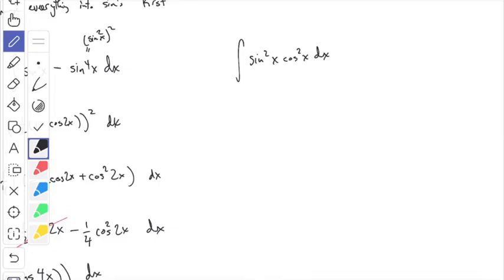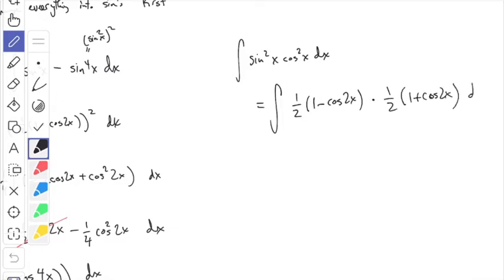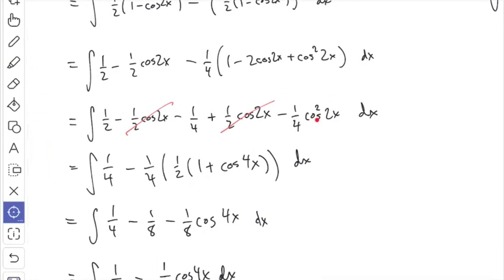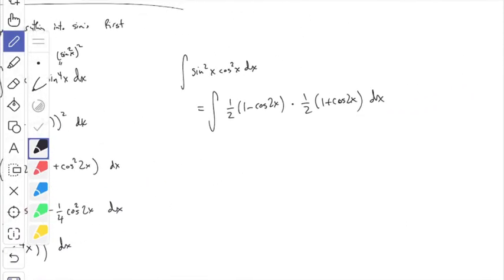You could just immediately use your formulas for sine squared x and cosine squared x. This becomes 1/2 times 1 minus cosine 2x, and then times 1/2 times 1 plus cosine 2x, right? And then you could do the FOIL in there, and you would end up basically at this step again. So if that seems easier, you could do it that way too. Yeah, good question. Any other thoughts?